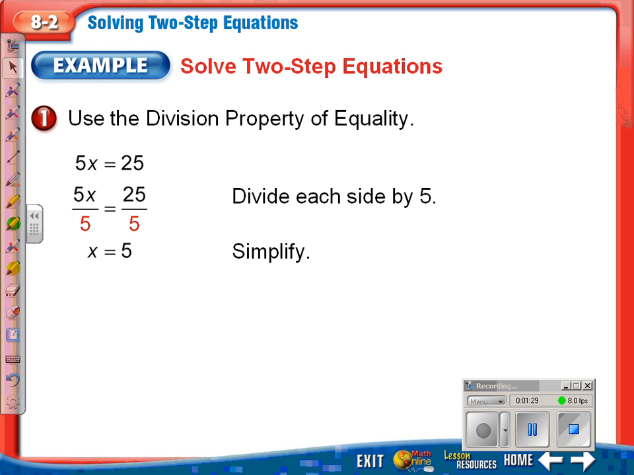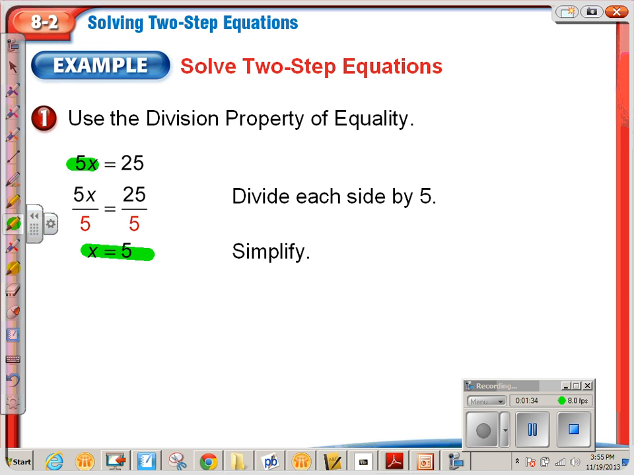Well, what does that mean? It means that 5 times our answer, 5 times x, which is 5, is equal to 25. And that should make sense.